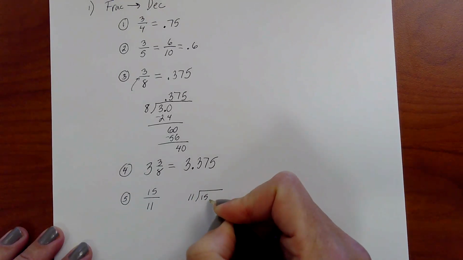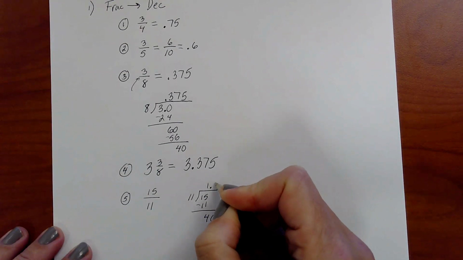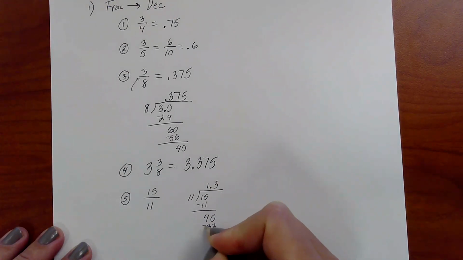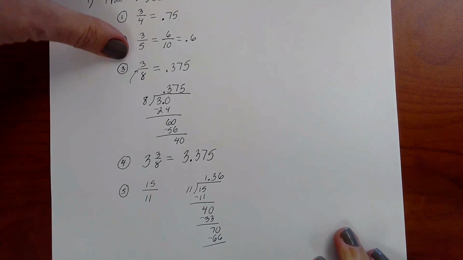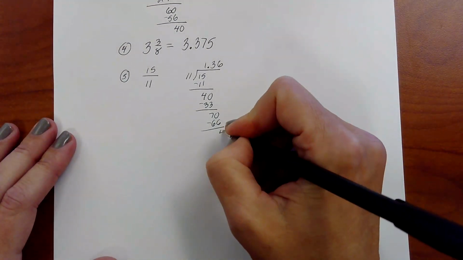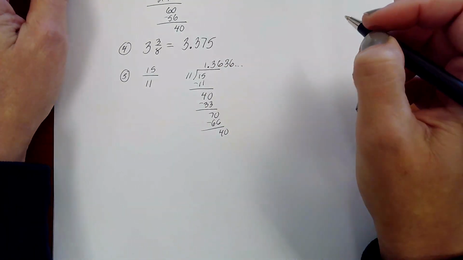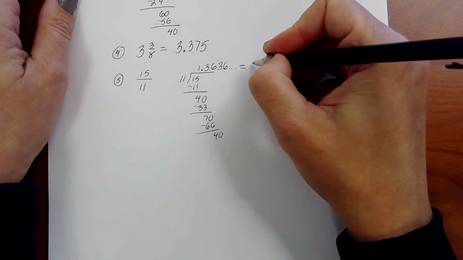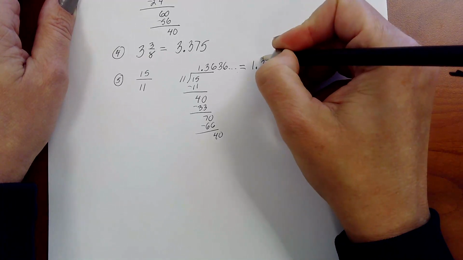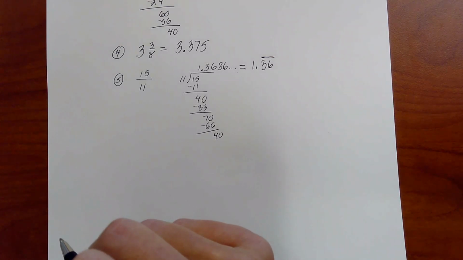15 on the inside. Goes in once. Goes in 3 times. Goes in 6 times. Oops, let me move it up. We're getting a repeat. It's going to go 3 6 3 6 3 6. Do you know how to write that? You can actually write it like this, or you can use what's known as the repeating bar. And if it goes 3 6 3 6, you put it over both of them. If just one number repeats, you would put it over just one number.